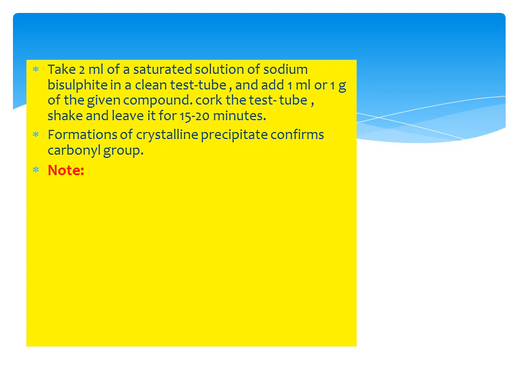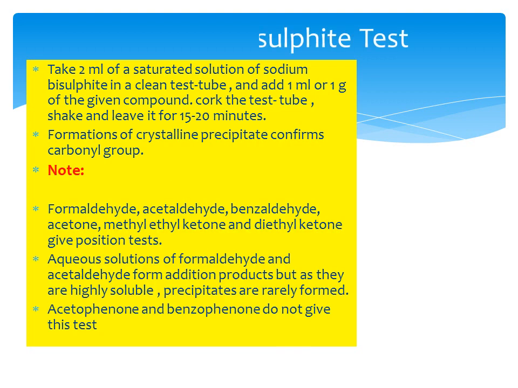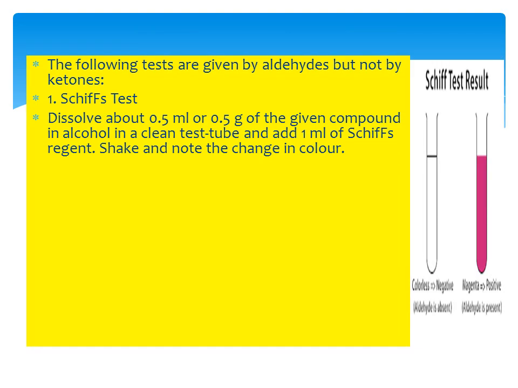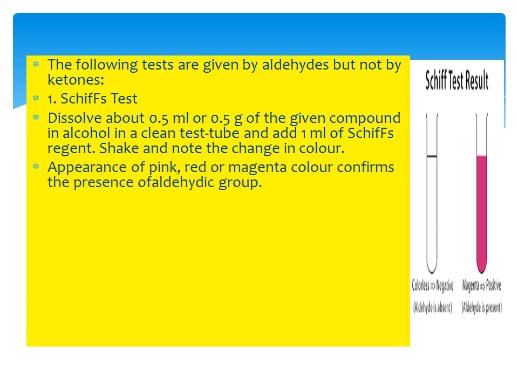The highly recommended test for aldehydes is the Schiff test. What you do is dissolve 0.5 ml, or you can say 0.5 grams, of the given organic compound which is to be tested, in alcohol in a clean test tube, and add Schiff's reagent, about 1 ml. You have to shake it and notice the change in the color.